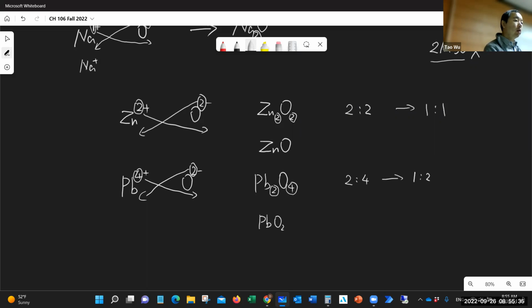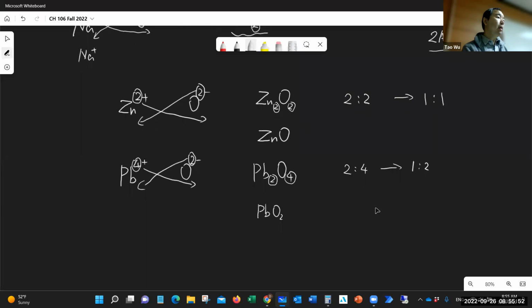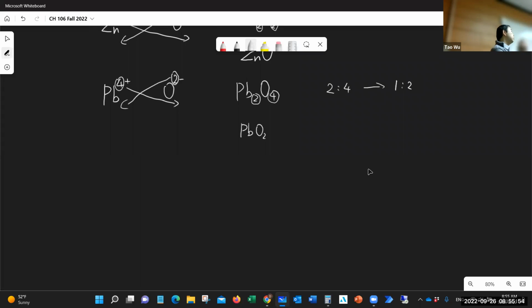You don't have to write 1 because 1 is the default. So this is the correct formula. Are you with me? Okay, so we need to simplify this ratio. All right, so this is talking about the monoatomic ions. It looks pretty straightforward. And then let's talk about the polyatomic ions.